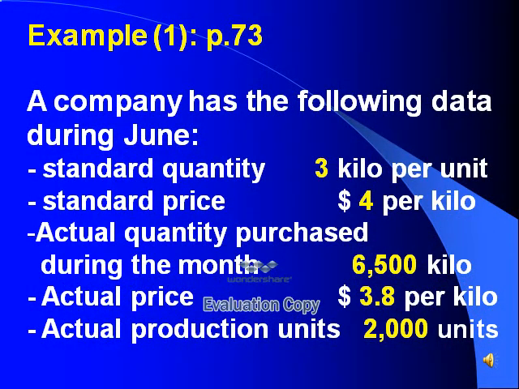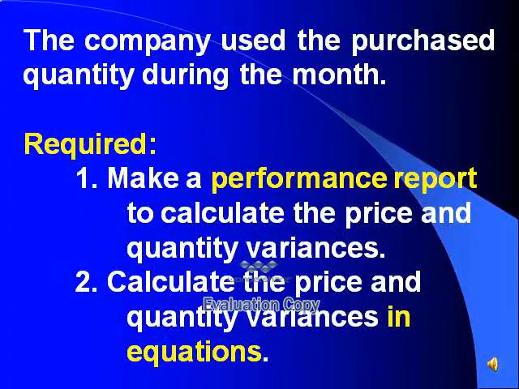Example 1. A company has the following data during June. Standard quantity 3 kilo per unit. Standard price $4 per kilo. Actual quantity purchased during the month 6,500 kilogram. Actual price 3.8 per kilo. Actual production 2,000 units. The company uses the purchased quantity during the month. Required: number 1, make a performance report to calculate the price and the quantity variances. Number 2, calculate the price and the quantity variances in equations.